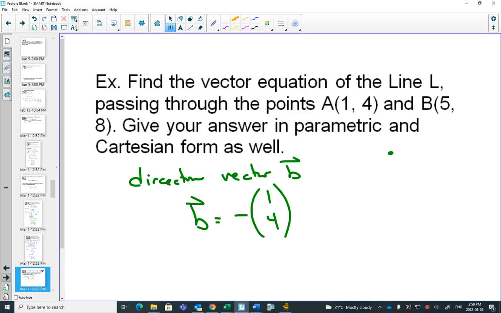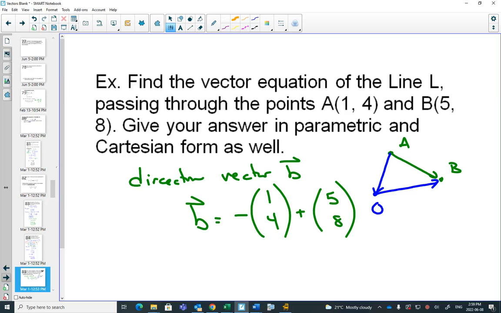Again, if you want the direction between A and B, it is so easy to see if you draw a diagram. If I want to go from A to B, I could first go back to O and then go to B. That would give me A to B. Well, A to O is just the negative of vector A, plus now we're going to go from O to B. Well, that would be plus 5, 8. And we've got our direction vector being 4, 4.